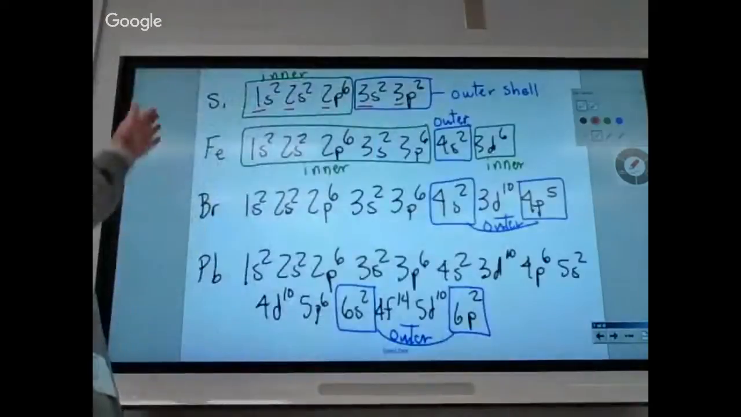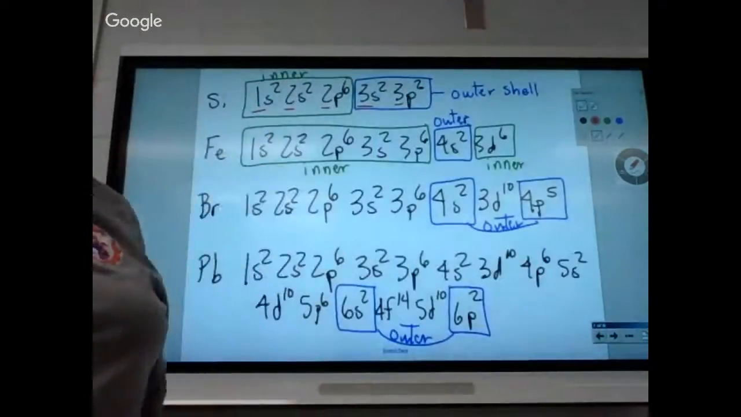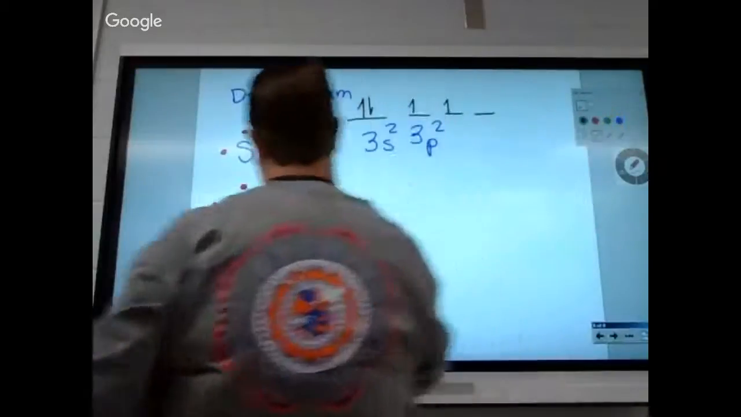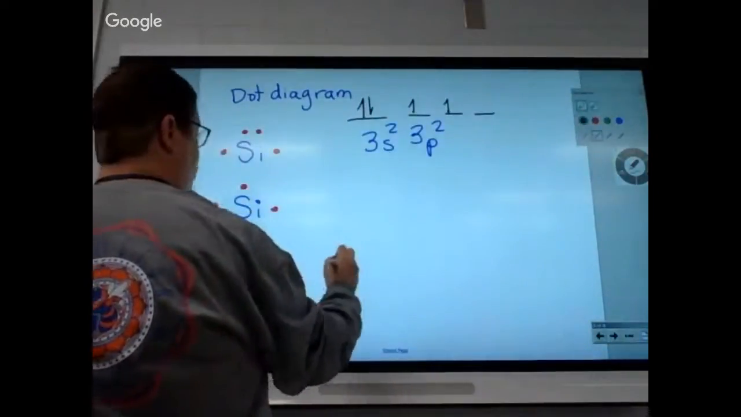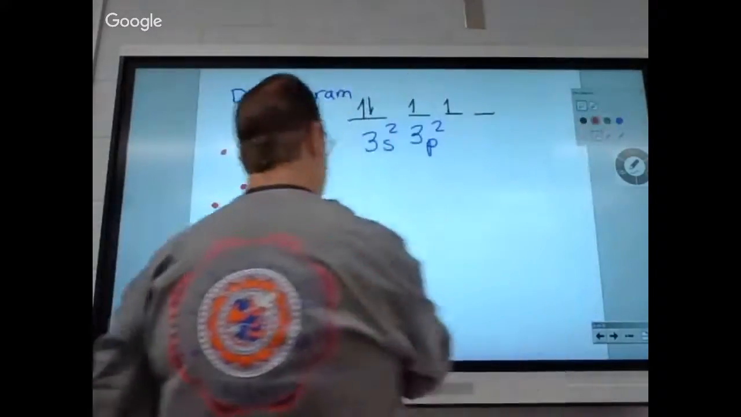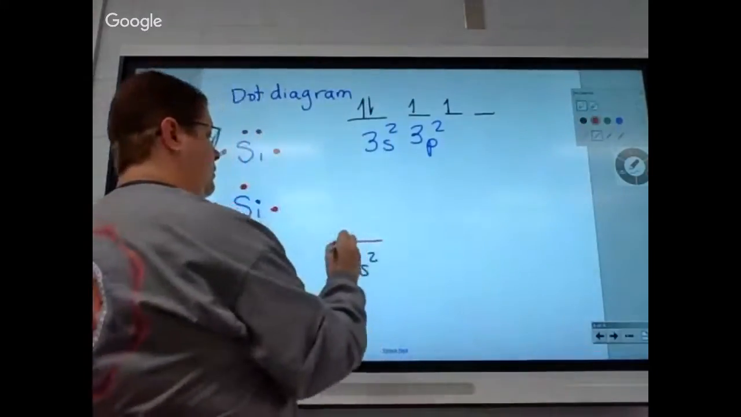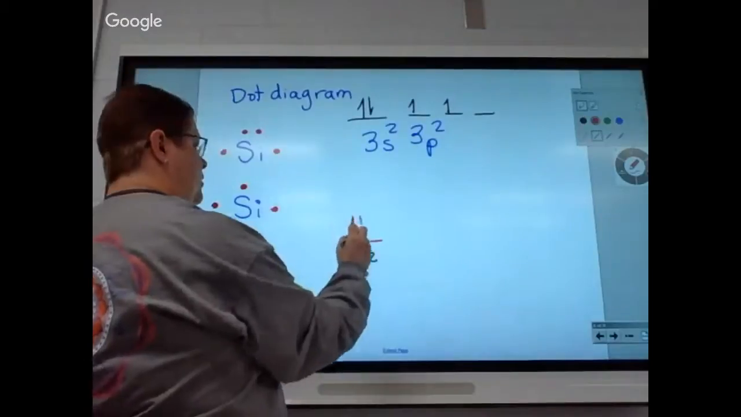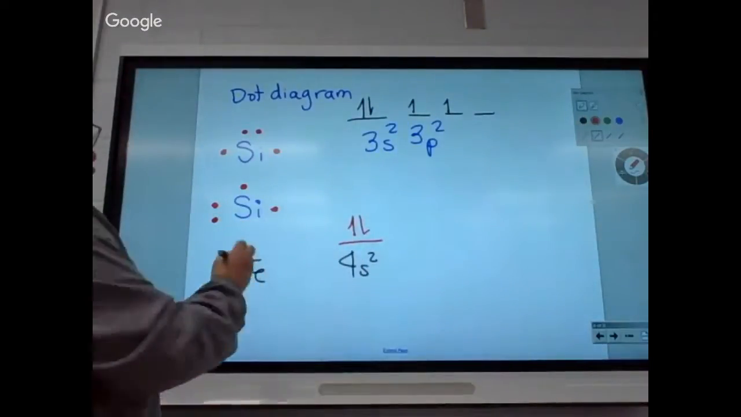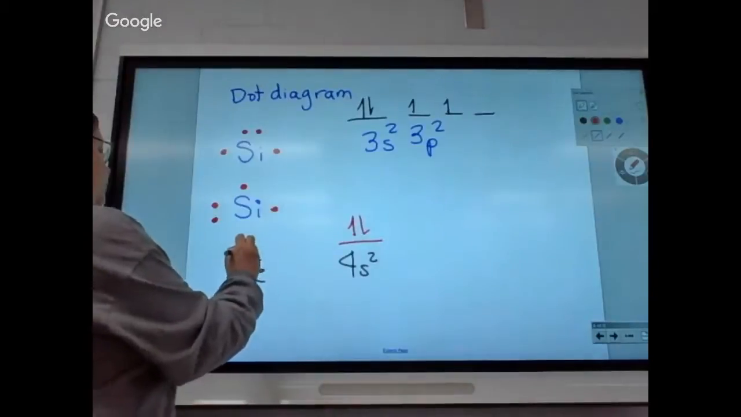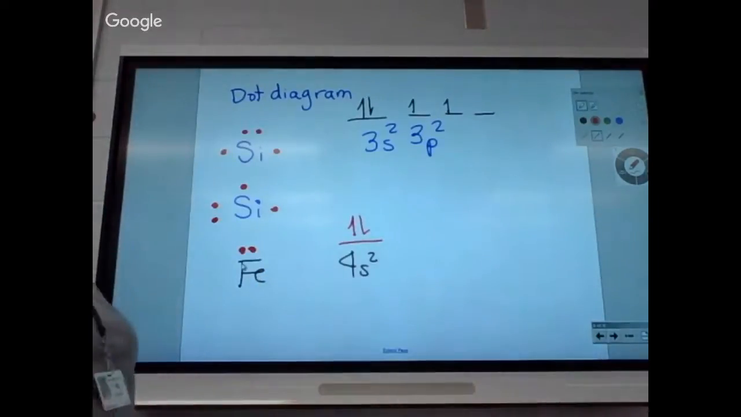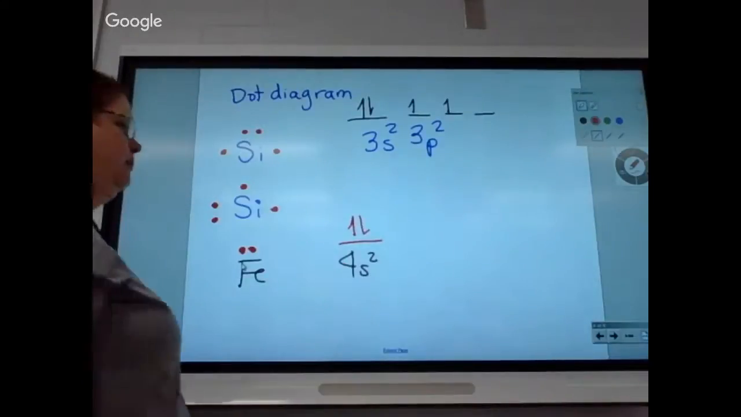All right, so if we do the next one. Fe, what's the outer shell? Okay, so only a 4s. So Fe has a 4s2. So how many lines above 4s? How are we going to draw those arrows? Paired. So how am I going to draw my dots? Does it matter what side? Nope. I tend to draw them on top. You certainly do not have to.